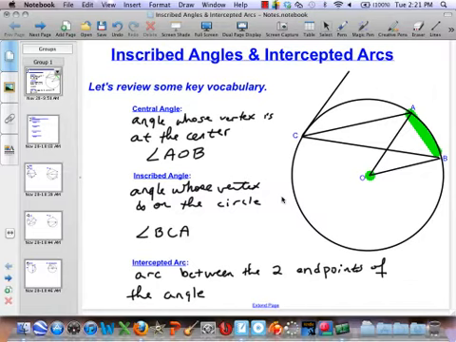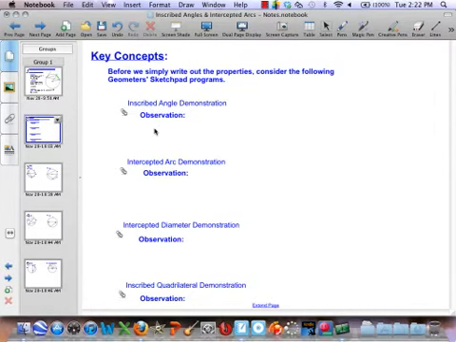Now, there were some basic things you were supposed to learn from going through that PowerPoint and doing the Inspire activity. I went around, talked to you a little bit, and watched what you were doing. I know you picked up on these very quickly. So, ultimately, what is the relationship between the inscribed angle and its central angle? What is the relationship between the measure of an arc and its inscribed angle? It's not the same, not for the inscribed.